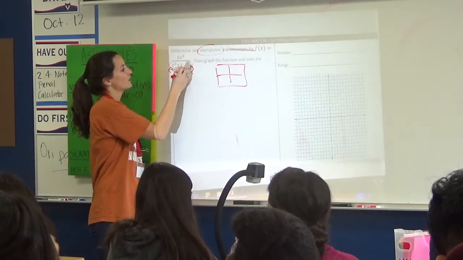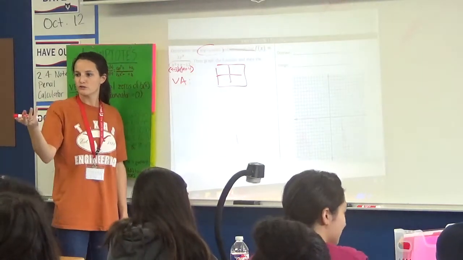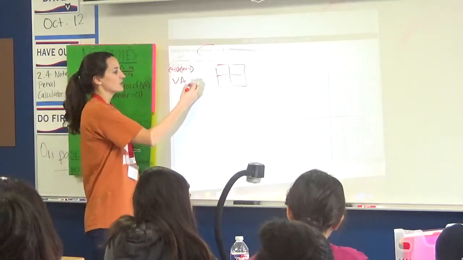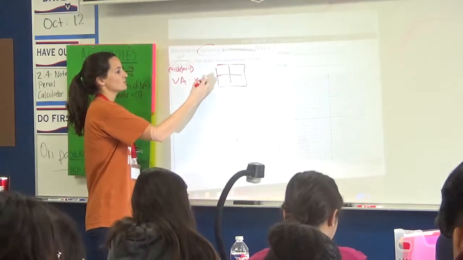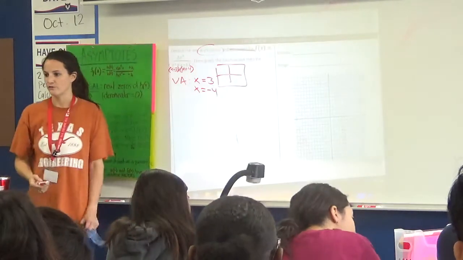Okay, x plus 4, x minus 3. So that means then she said her roots, or where the denominator would be 0, which is our vertical asymptotes, are at x equals 3 and x equals negative 4.